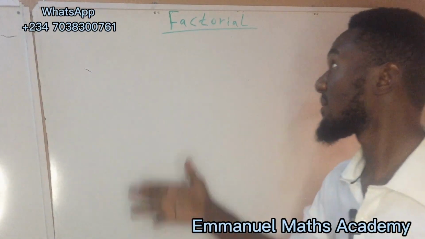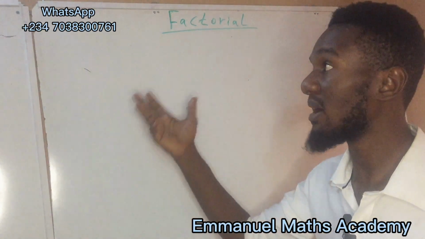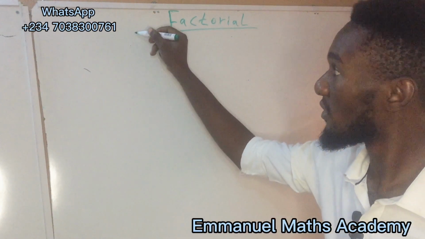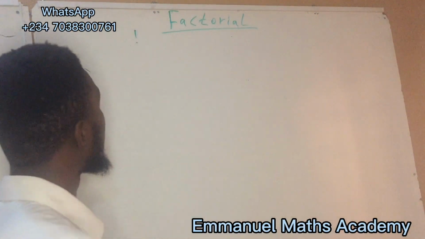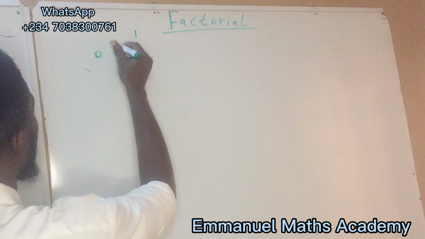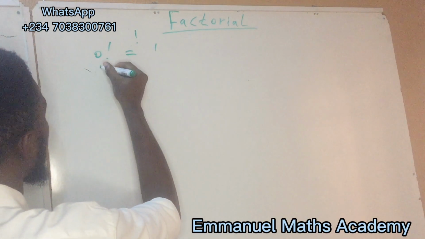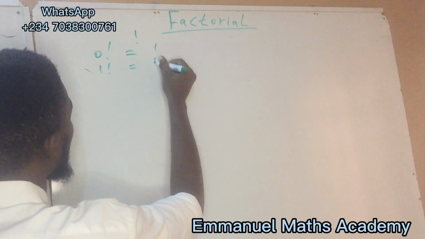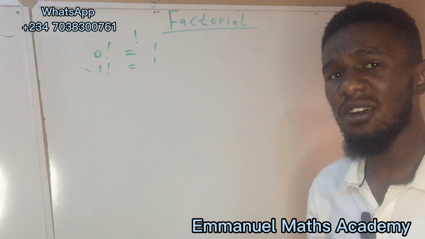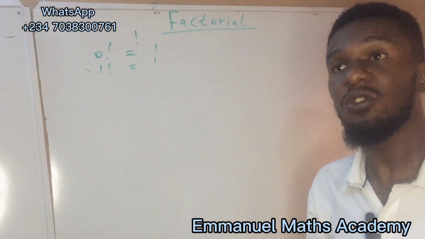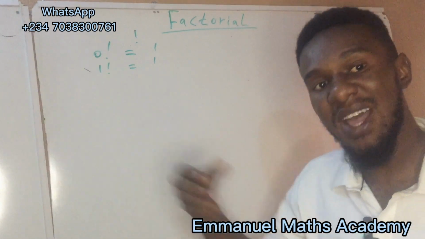So today we're looking at this concept, factorial, right? So what is factorial? Factorial is simply the representation of numbers using this symbol. This is the factorial symbol, right? Then zero factorial is equal to 1 and 1 factorial is equal to 1. Then subsequently, from the number 2, 3, 4 and above, the factorial of those numbers is the number multiplied by the previous number following it, till 1.